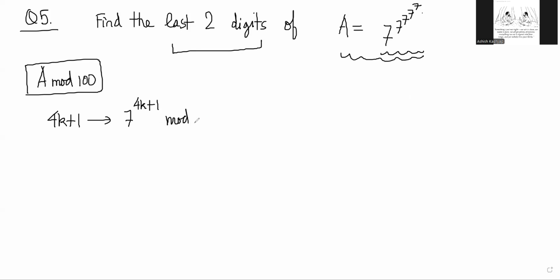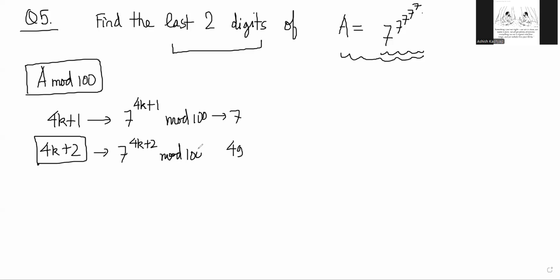Mod 100 is 7, and then it would be 49, right? If the number is 4k plus 2, correct? Yes. The power is 4k plus 2, I mean. It will always be mod 100 will be 49, right? Because the last two digits will become 49. And then it will be 43, and then it will be 01, right?